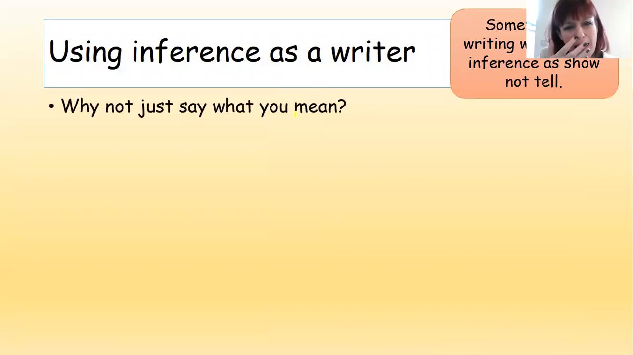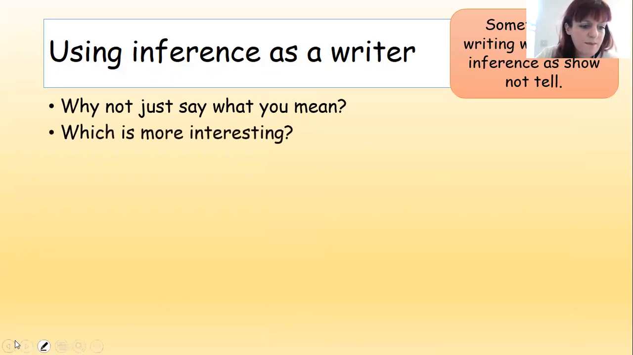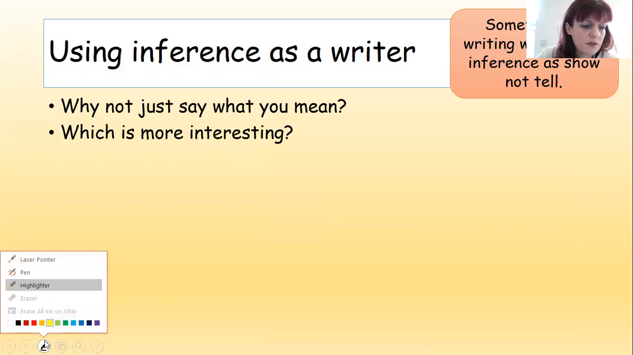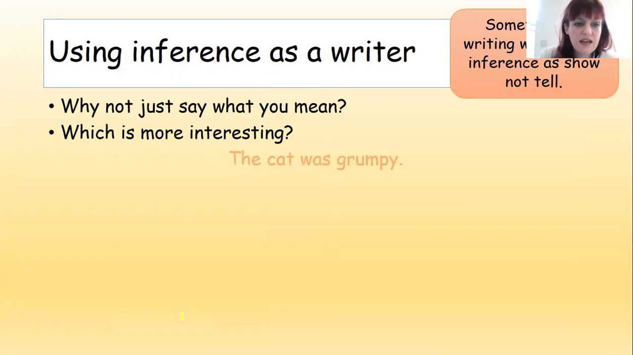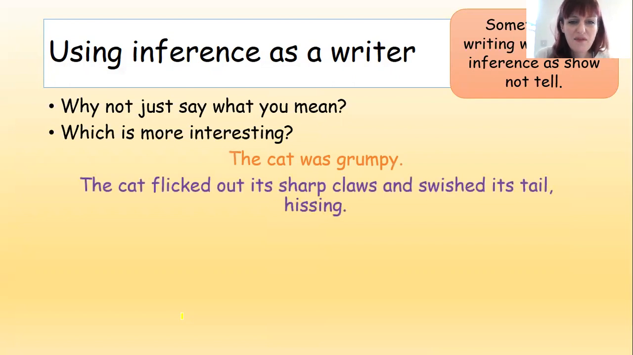Well, why not just say what you mean? Why be mystical and make our readers work a little bit harder to understand what we mean? Why not just spell it out? Well, let's have a look. I've written a couple of sentences. Which do you think is more interesting? The cat was grumpy. Boom, says it. Or the cat flicked out its sharp claws and swished its tail, hissing. Which one is more interesting?